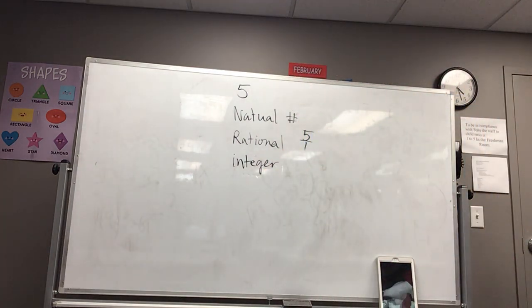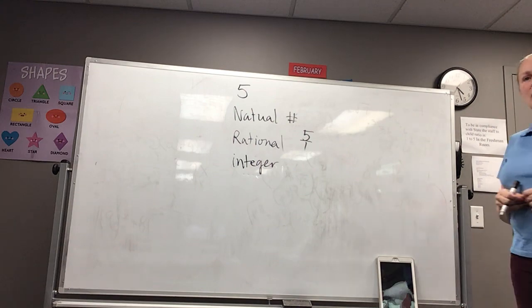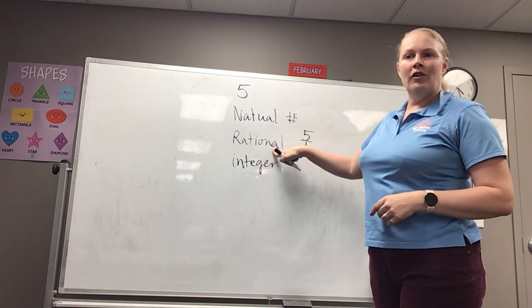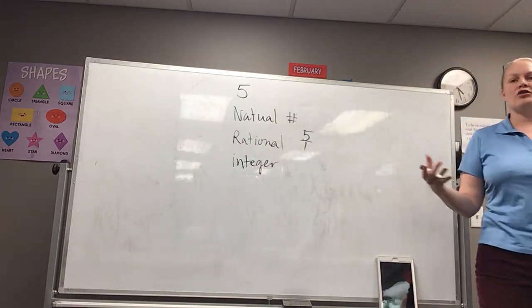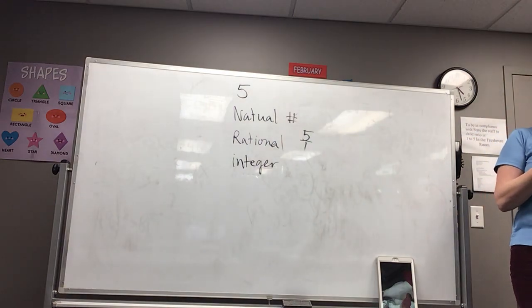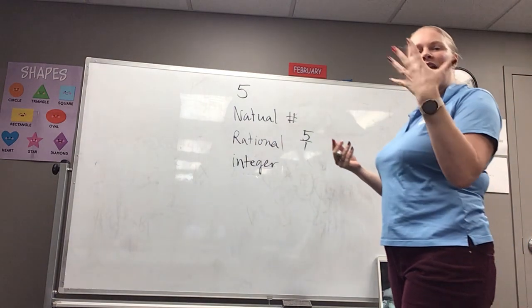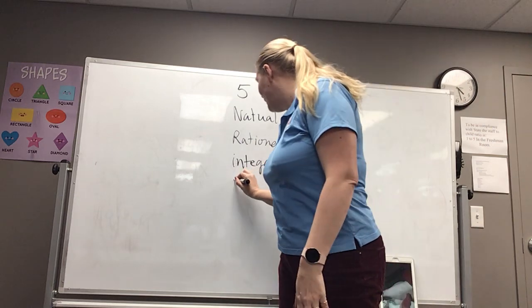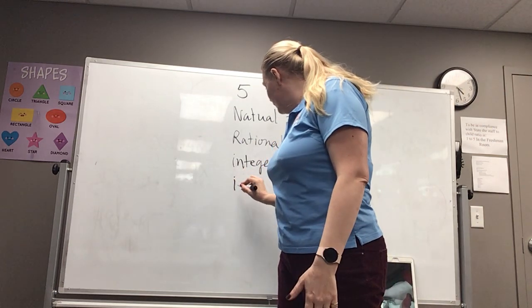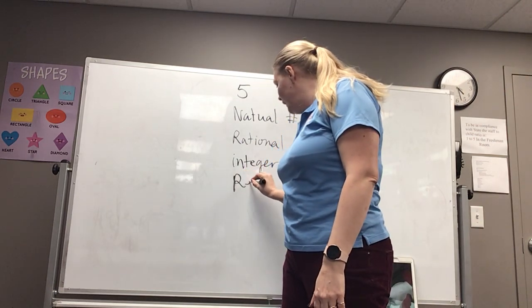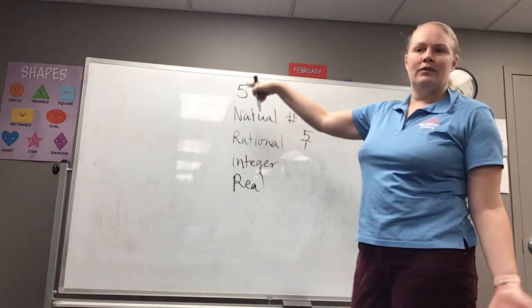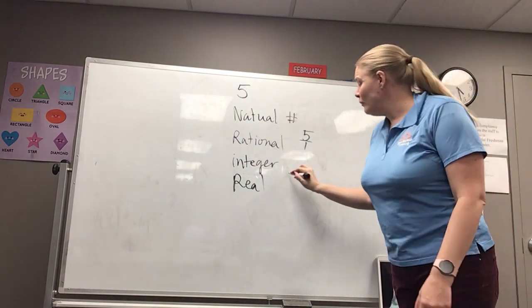Is there a category real number? Yes. Real numbers is bigger than rational because it also includes irrational, things like pi or the square root of 2. Those are still real numbers, but we can't really quantify them. Those are the irrational ones, but all of them are real. And so because 5 is a real number, yeah.